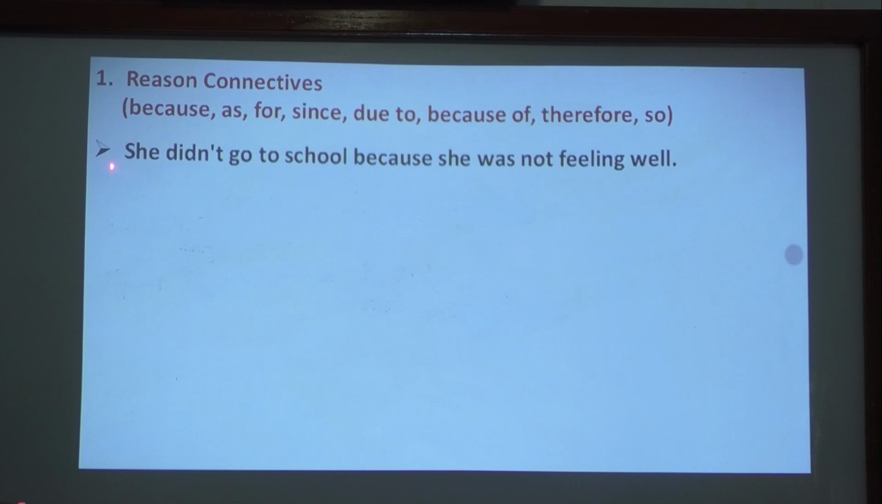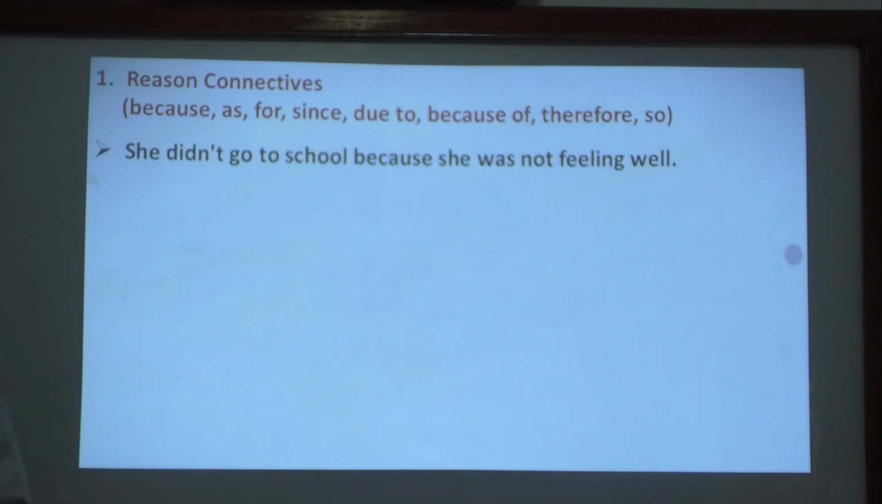Let's study this example. She didn't go to school because she was not feeling well. So what was the cause of her absence? Yes, her absence was due to what? Feeling unwell. So what is here? She didn't go to school because she was not feeling well.